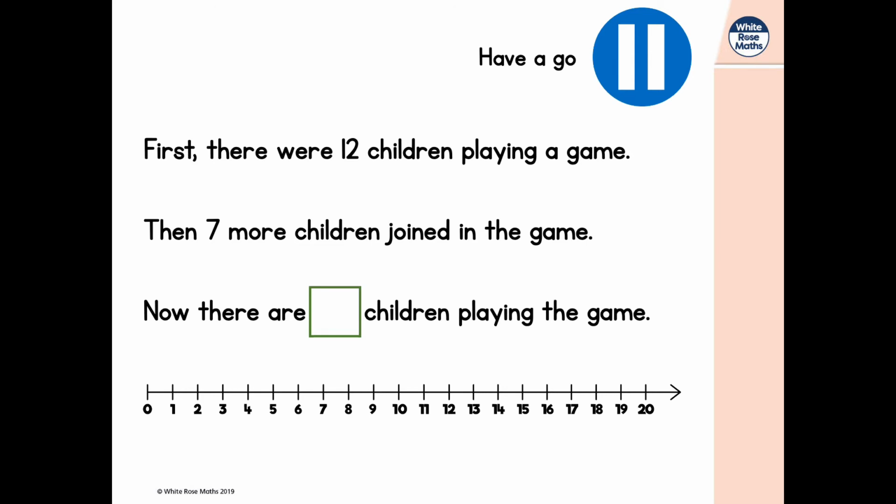Right. First, there were 12 children playing a game. If you counted on 7 more, you would see that now there are 19 children playing the game. Is that what you got?